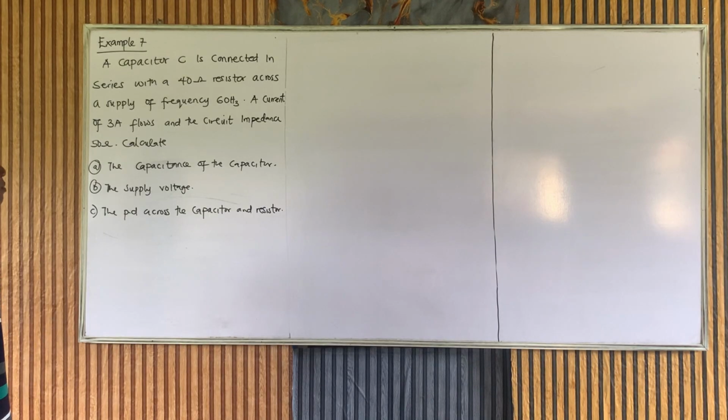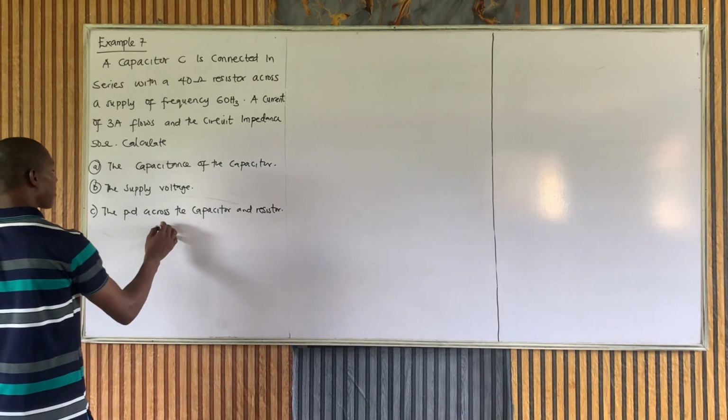Example 7. A capacitor is connected in series with a 40 ohm resistor across a supply of frequency 60 Hz. A current of 3 ampere flows and the circuit impedance is 50 ohms. Calculate A, the capacitance of the capacitor, B, the supply voltage, and the PD across the capacitor and resistor.